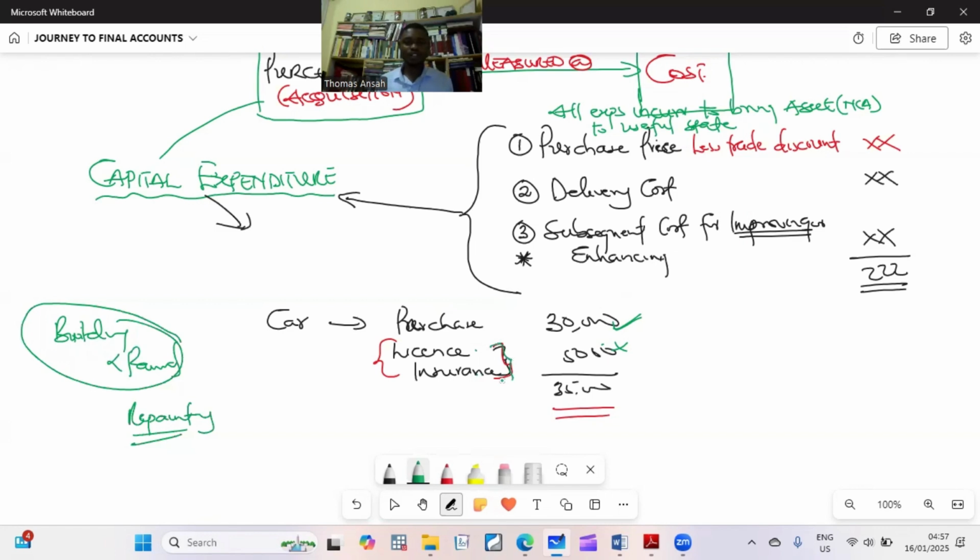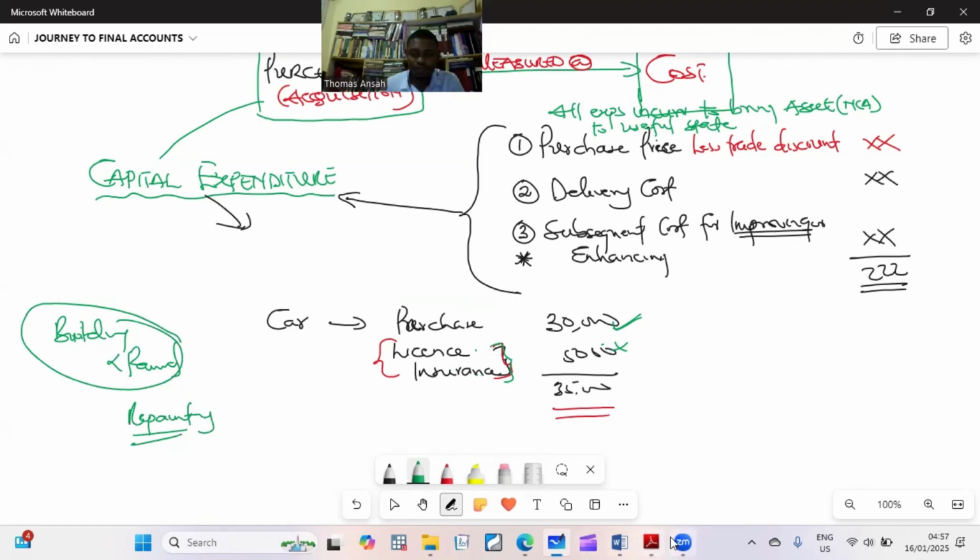So these ones, because you have to do it for the first time to bring the asset to its useful state, that is why these ones are classified as part of the cost of the asset. All right. So take note of that. Sometimes when you are buying a land, you have to pay legal fees and all that. So these are what you need to take note of as part of the cost of the asset. Any other thing aside from these things will be expenditure.